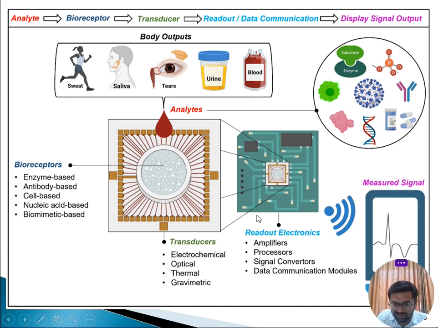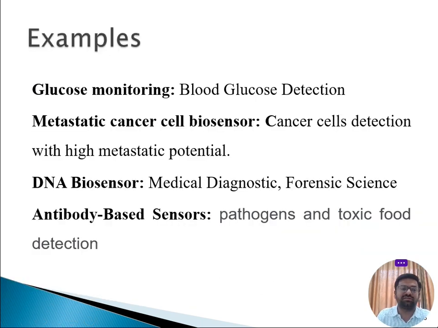You can observe this is a motherboard over which there is a bioreceptor and transducer combination. That is taken like this to explain properly. Inside this there will be an amplifier, and then a data processing unit. The readout electronics implies an amplifier, processor, signal converter, and a data communication module like Wi-Fi. So you will be observing your data on your mobile and different measurement instruments. This is how exactly a biosensor works.